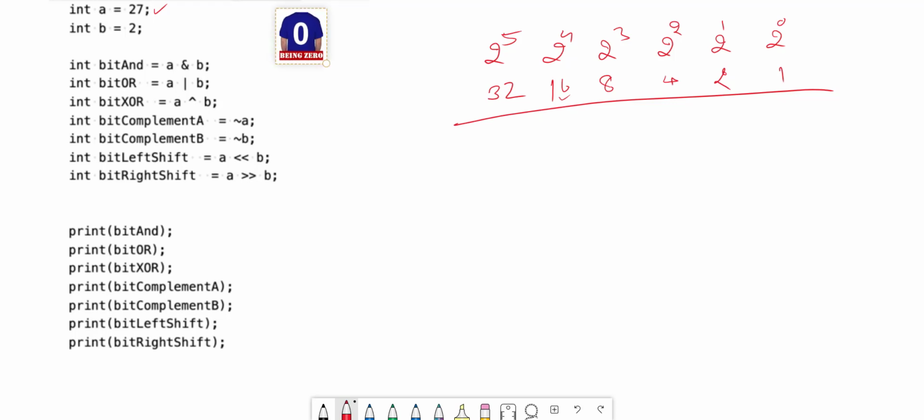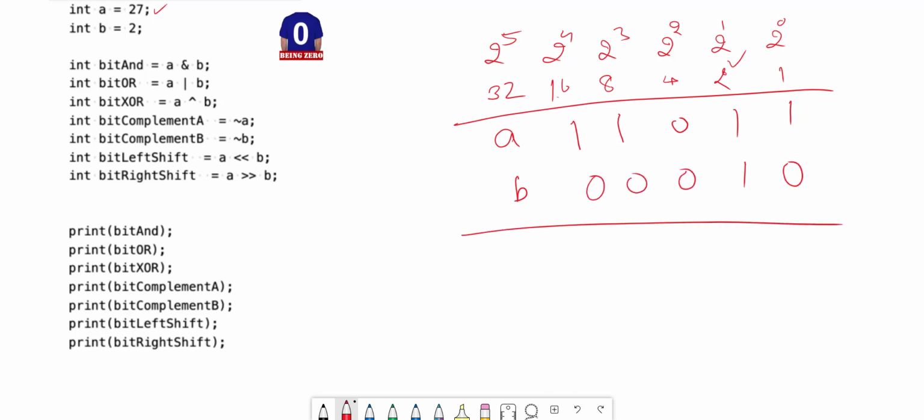So what we can easily do is write 27, our A, as 1, 1, 0, 1, 1. Same way, let's convert B. B is 2, so 2 is only this number: 1, 0, rest all zeros. So these are A and B in bitwise form. This is the binary form of A and the binary form of B.